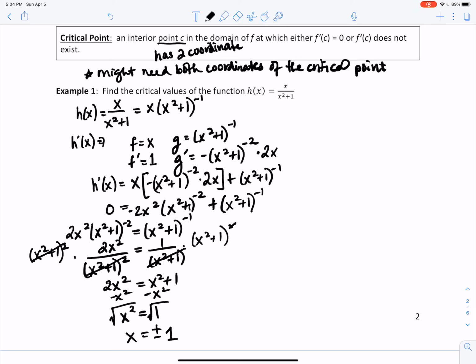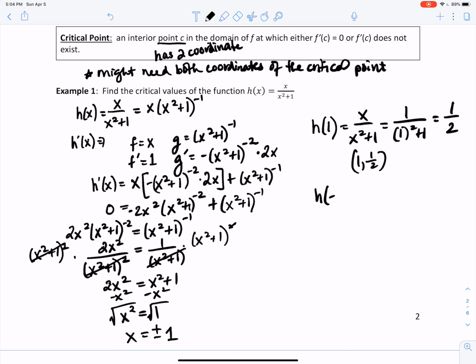So I have the x values. My next step is to find the corresponding y value, and I find the y value by substituting the values of x back into my original equation. So I need to find h of 1. So x over x squared plus 1 equals 1 over 1 squared plus 1, so I end up with 1 half. So my first critical point is 1 half. And then my second critical point, because I ended up with plus or minus 1, is the negative 1.